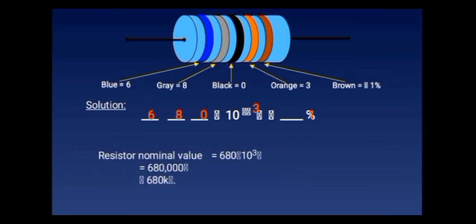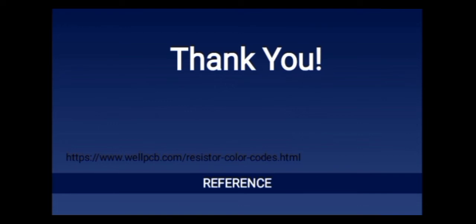So, the resistor nominal value is 680 times 10 raised to 3, is 680,000 or 680k ohms, which has the tolerance of 1%. So, that's all. Thank you for listening.